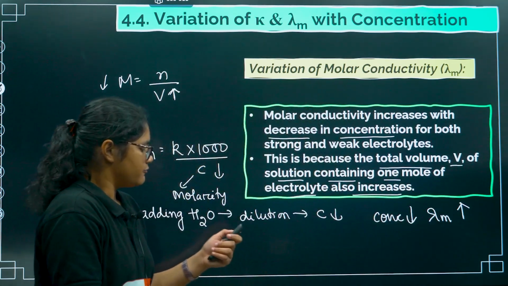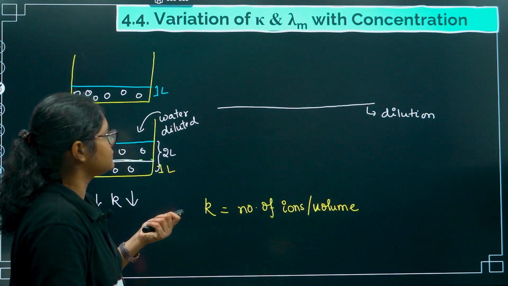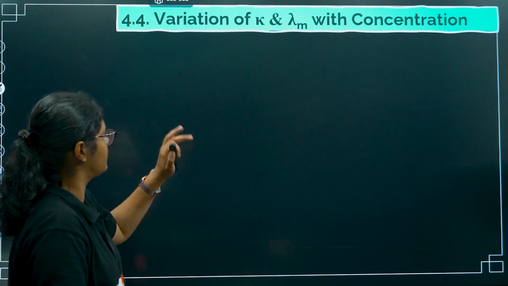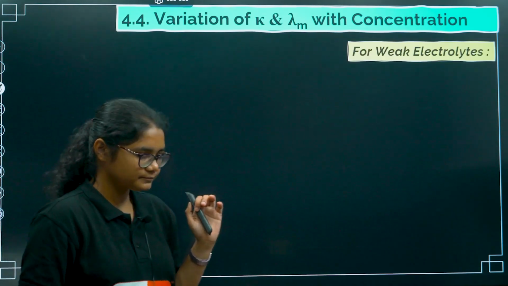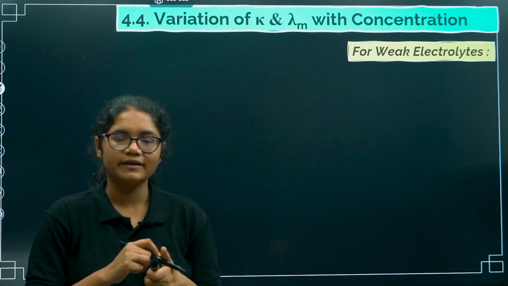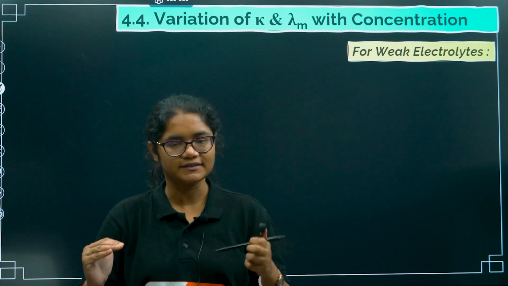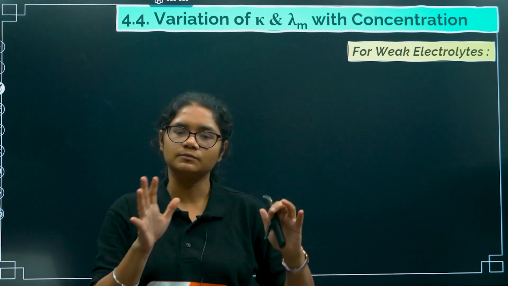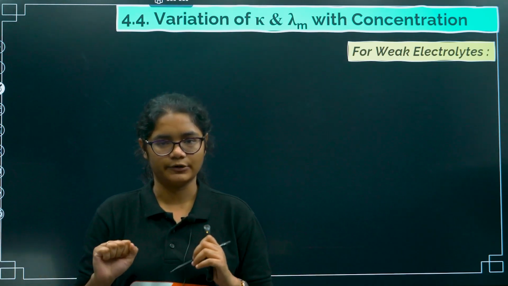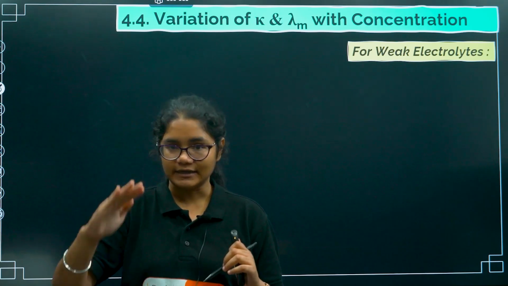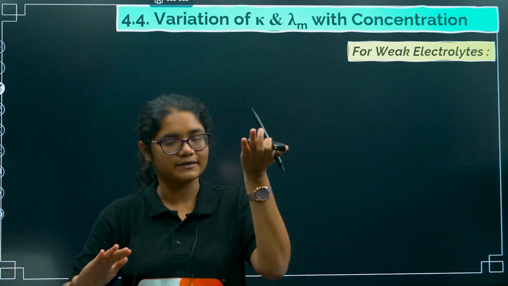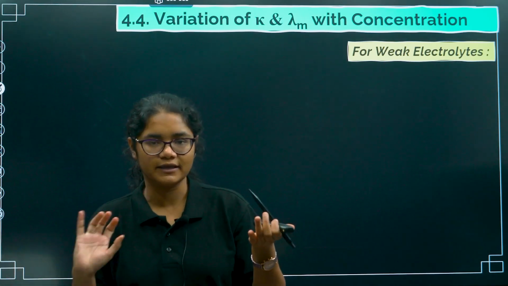Okay, fine. So now let us go to this one. In kappa, what we have discussed when we are talking about conductivity is that when the concentration decreases, conductivity also decreases, both for strong electrolyte and for weak electrolyte. When concentration decreases, molar conductivity increases, both for strong electrolyte and weak electrolyte.